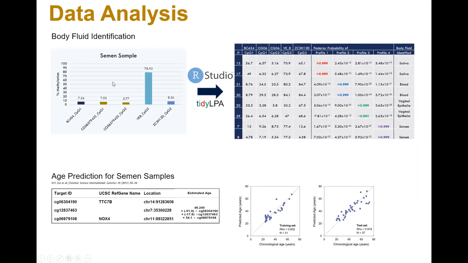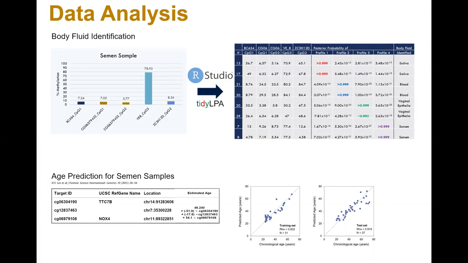And this right here gives an idea of the results that we would get for a semen sample. So about 7% methylation across the first 3, a little bit lower on this third one. Nearly 80% methylation on our vaginal epithelial marker, and then 8%-ish on the semen marker. It's very hypomethylated for semen on the semen marker. We're then able to use a process in RStudio. It's a mathematical prediction formula called tidyLPA. So it's latent profile analysis.